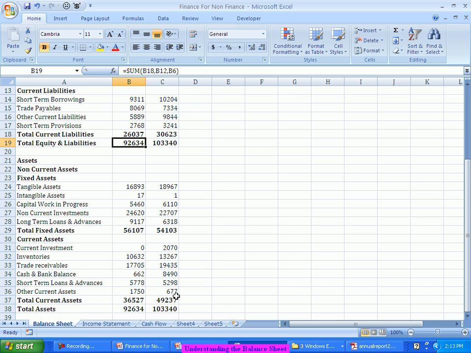The reason is every entry that we think of, it will impact the balance sheet at two different places, typically called as a double entry system. The impact is always at two or minimum or more than two places.